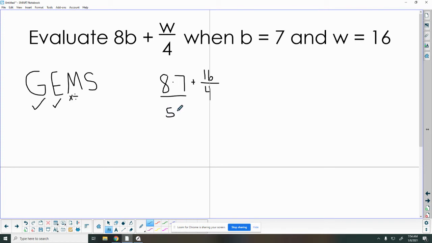So 8 times 7 is 56. 56 plus 16 divided by 4. So we need to keep looking for multiplication and division. So there's an add. Oh, here's a divide sign. So 16 divided by 4. So we are doing this part here. So go ahead and do that. Bring everything else down. So 16 divided by 4 is 4, plus 56. 56 plus 4 is 60. So when we evaluate this expression, the value is 60.